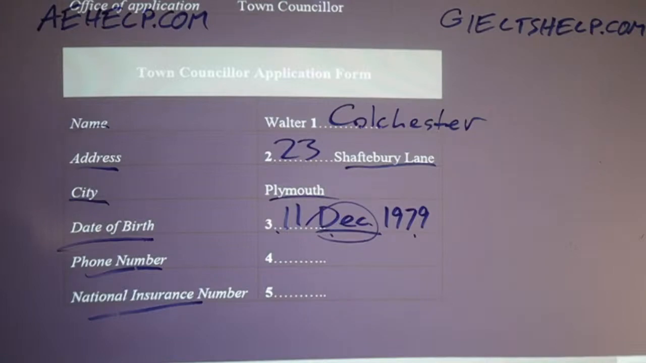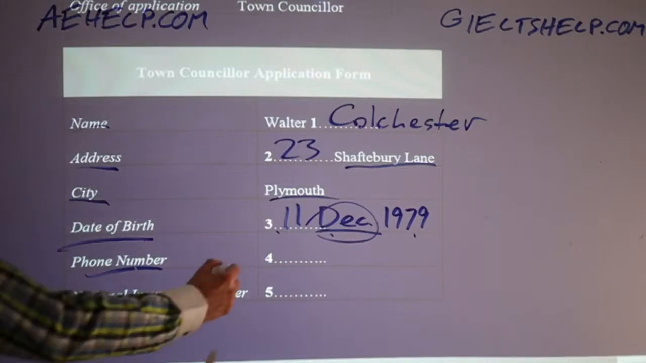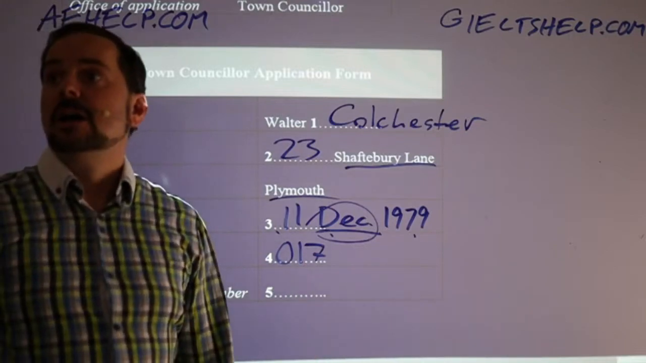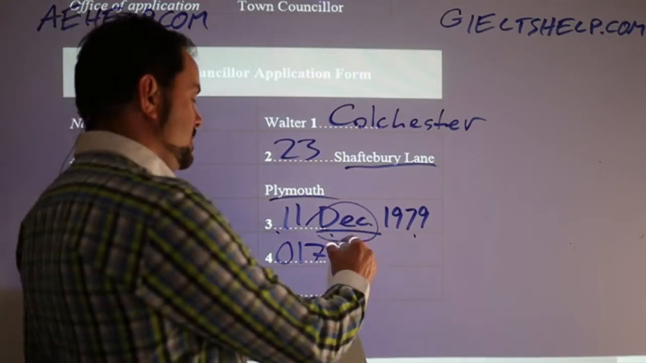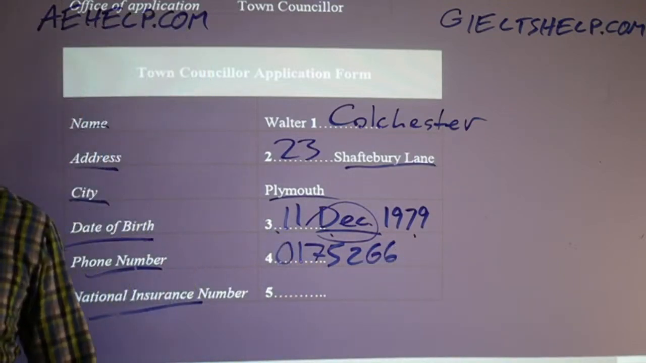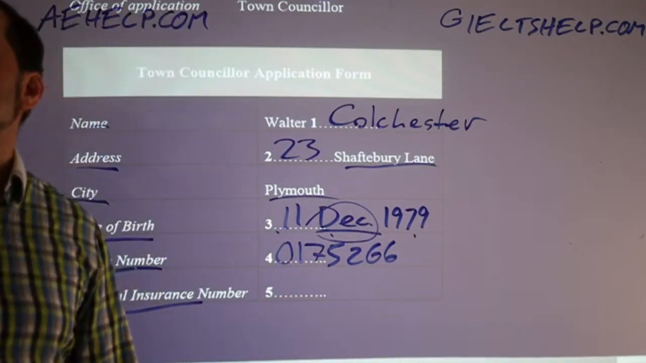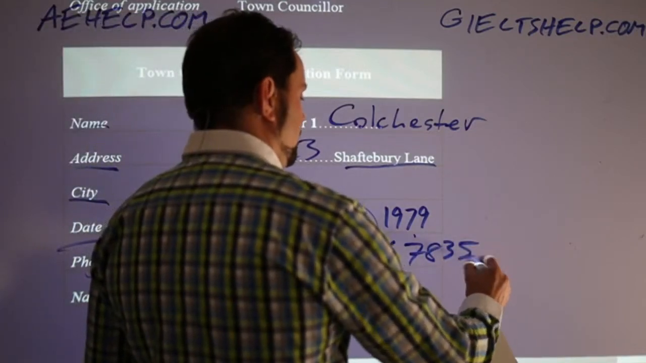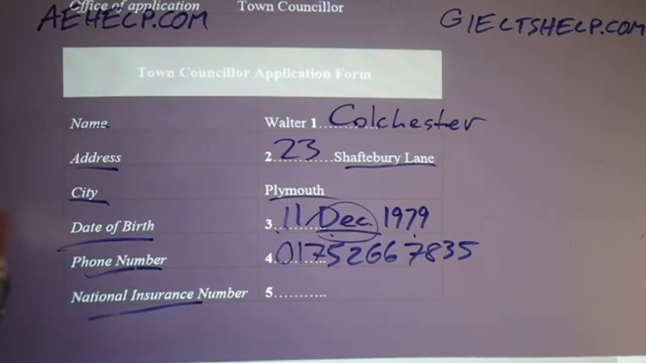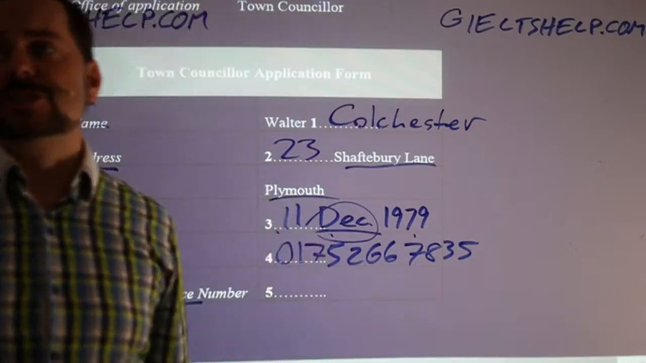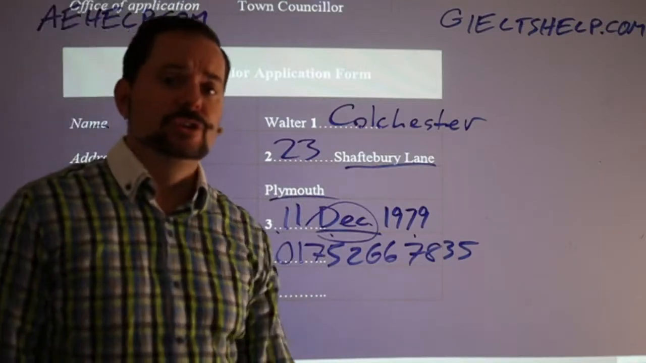They repeat them, right? So it's 0, 1, 7, 5, 2, 6, 6. Phone numbers are so long these days. 7, 8, 3, 5. Spacing doesn't matter. Don't worry about spacing. Just one long string of numbers and you're good to go.